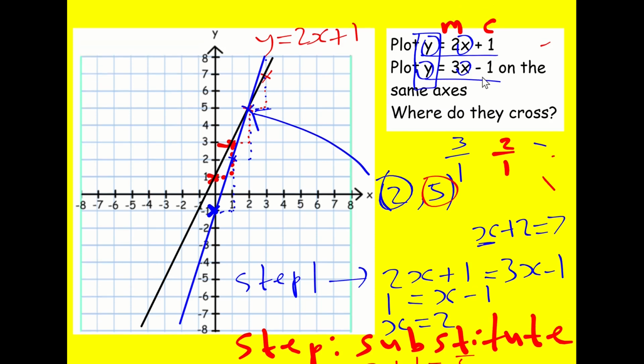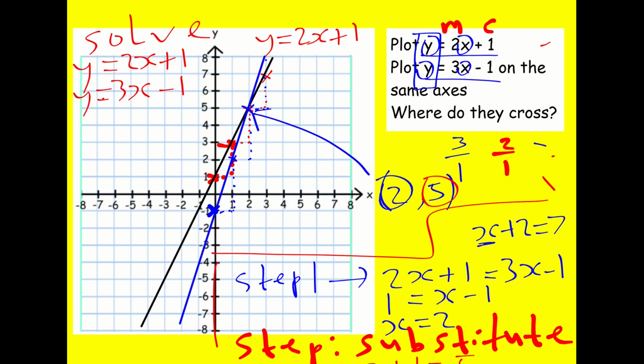So basically, if I say solve the simultaneous equations, but I'm not going to write that down, solve y equals 2x plus 1, y equals 3x minus 1, I could use this graphical method, but what I want us to be doing is using this algebraic method, and my solution would then be x equals 2, y equals 5, and I'd be done.